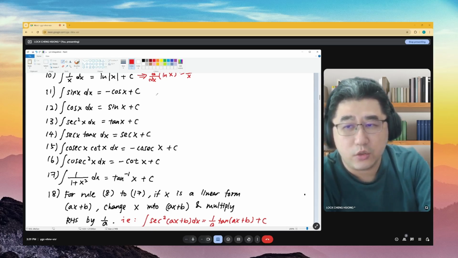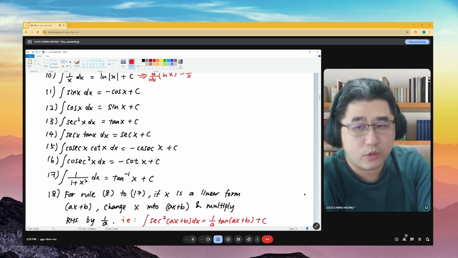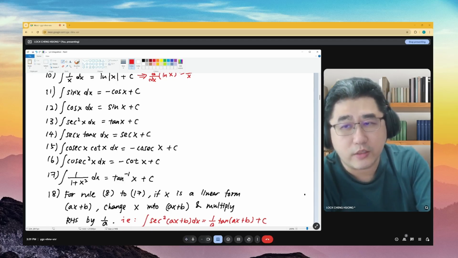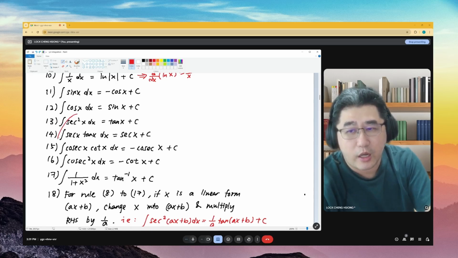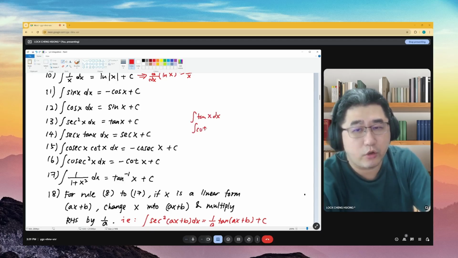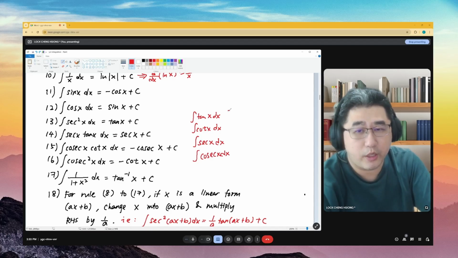As you can see, everything here is a direct reverse of your differentiation. But there is something you need to be aware of. You can see that in 11 and 12 I have the integration of sine and cos, but I don't have the integration of tangent, cotangent, secant or cosecant. They do not fall under here; they fall under special formula.